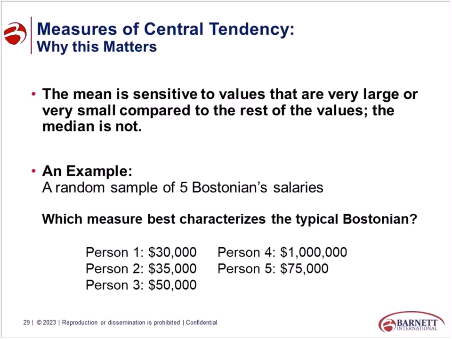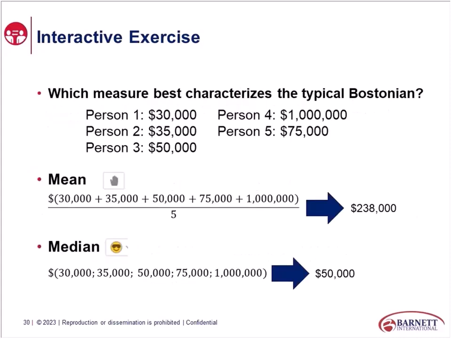So here's an example, 5 Bostonian salaries. We have one person earns 30,000, another person 35,000, 50,000, 1 million, and 75,000. Which measure best characterizes? Okay, so this is an interactive exercise here. So we have 5 people. Which measure of central tendency best characterizes these 5 individuals? The mean or the median?